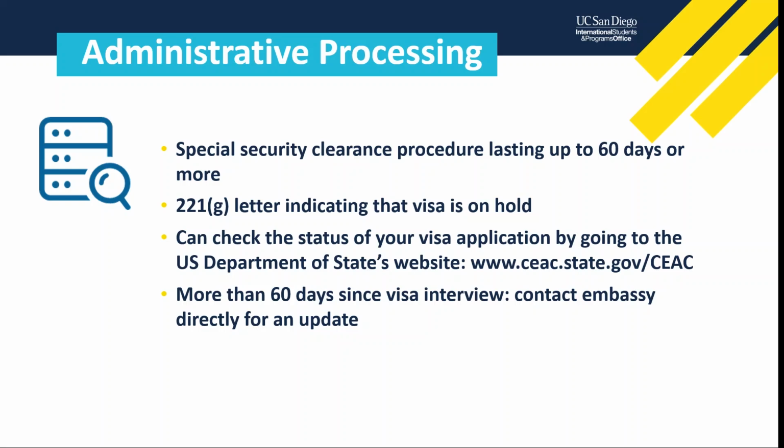While this additional processing is pending, you can check the status of your visa application yourself by going to the U.S. Department of State's website. If it has been more than 60 days since your visa interview, or since you submitted any requested support documents, you can contact the consulate or embassy directly for an update. Unfortunately, administrative processing is a waiting game. There is little you can do but check on your visa application status while it goes through the required security clearances.